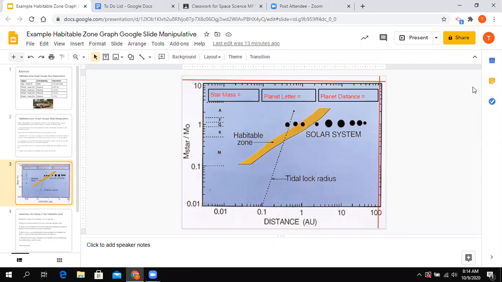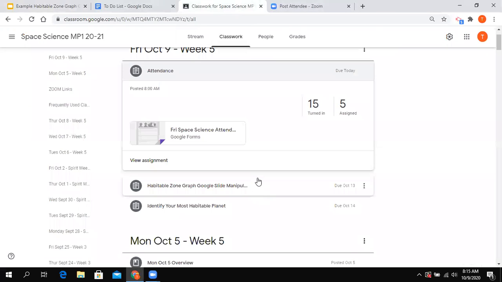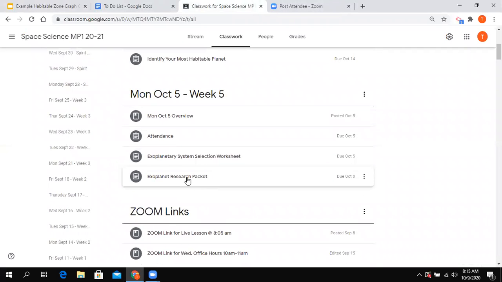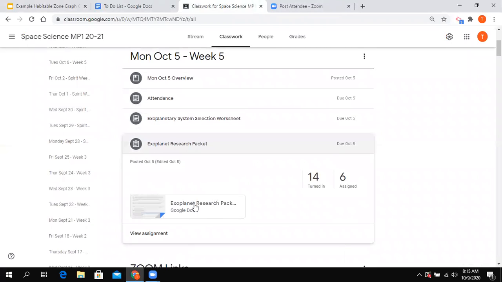And you're going to be plotting the location, the mass of your star, and then you're going to be plotting the distance location for your planet. You're going to be doing one graph for each planet. So your data is in Google Classroom. It is where your research packet is. So you'll need the information from your research packet to do this activity.